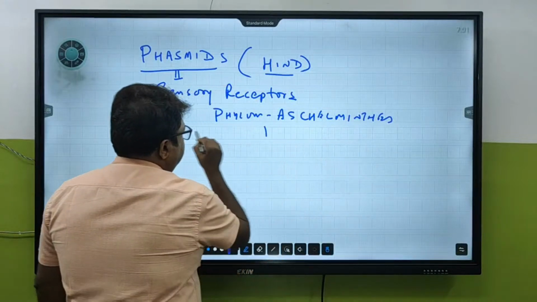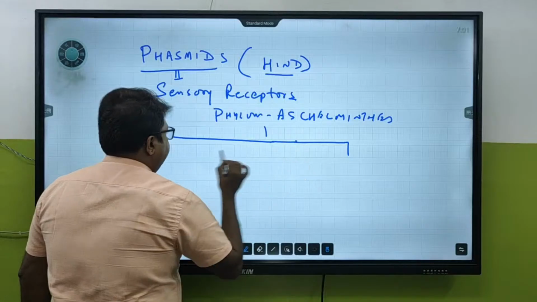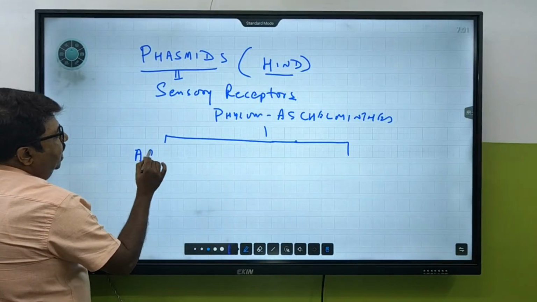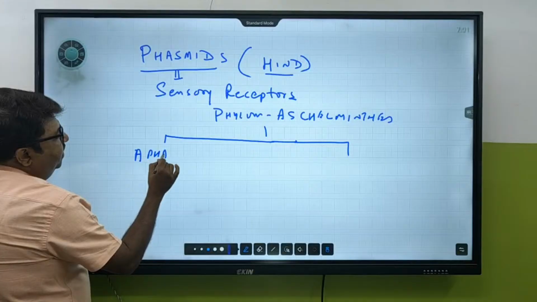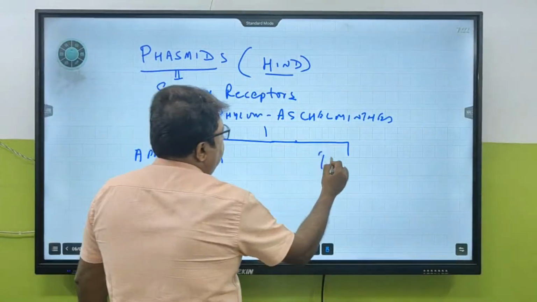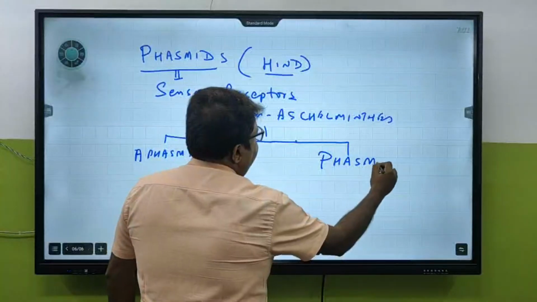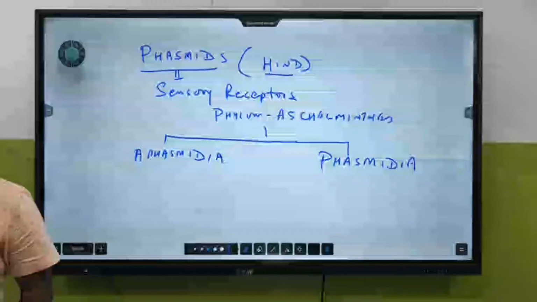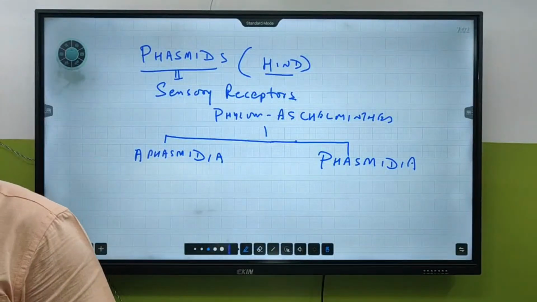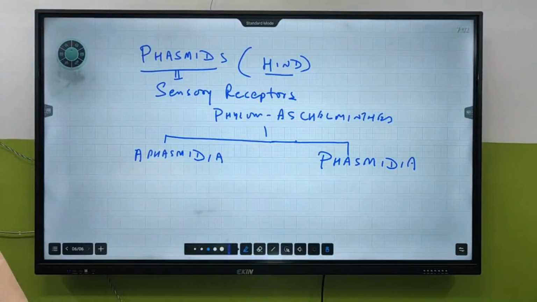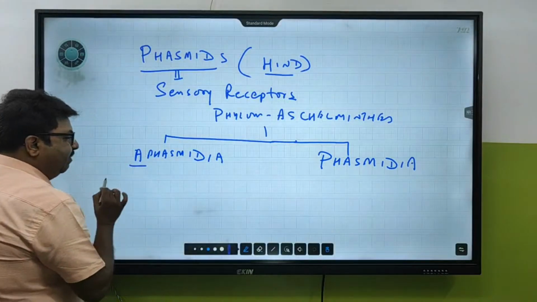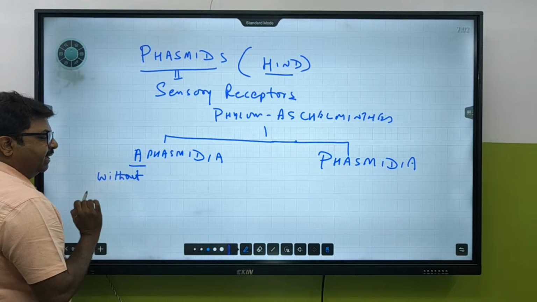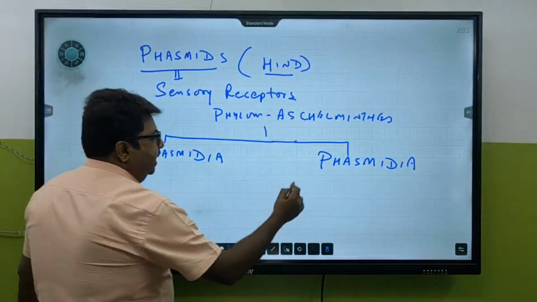Now, on the basis of the presence of these phasmids, we can classify phylum Aschelminthes into two classes. One is Aphasmidia, the other is Phasmidia. What is the meaning? Aphasmidia means phasmids are absent, so one has phasmids and the other does not. Clear? Those without phasmids come under Aphasmidia, and Phasmidia have them.